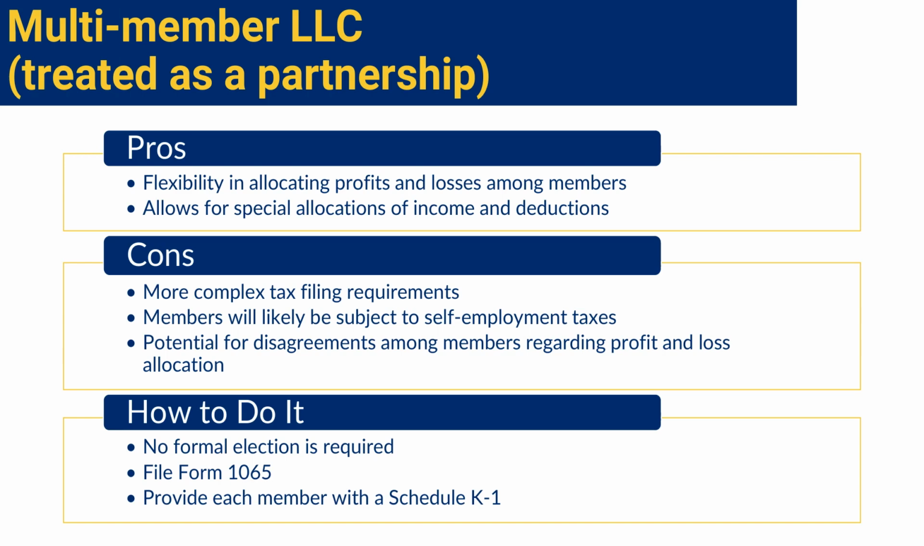Pros include flexibility in allocating profits and losses among members and avoiding double taxation. It also allows for special allocations of income and deductions. The cons are more complex tax filing requirements. Members will likely be subject to self-employment taxes, and there is the potential for disagreements among members regarding profit and loss allocation. To do it, no formal election is required. This is the default tax classification for multi-member LLCs. However, the LLC must file Form 1065, U.S. Return of Partnership Income, and provide each member with a Schedule K-1 showing their share of the LLC's income, deductions, and credits.